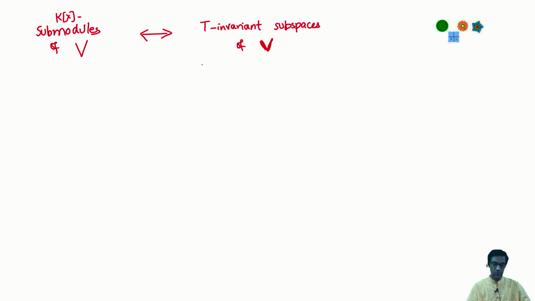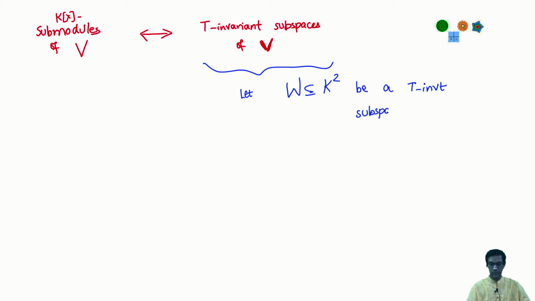So let me work on the right hand side. Let M, a subset of K^2, be a T invariant subspace. Maybe I shouldn't call it M, let's use some vector space notation. Let me call it W. Let W, a subset of K^2, be a T invariant subspace of K^2.